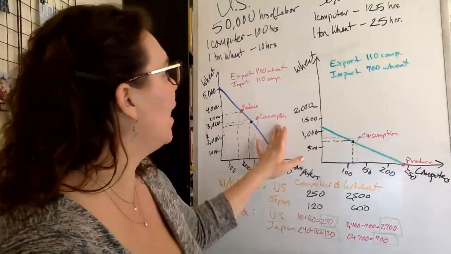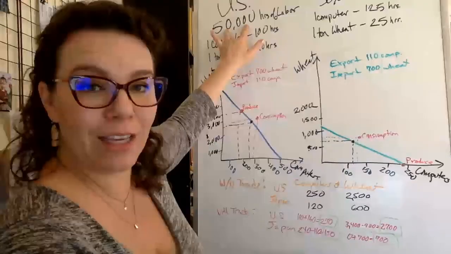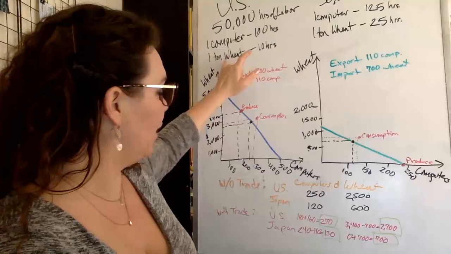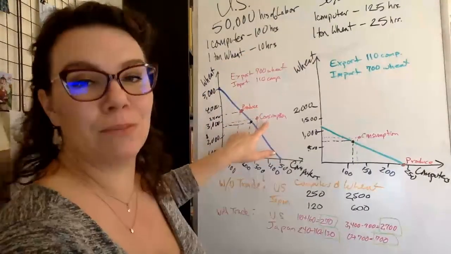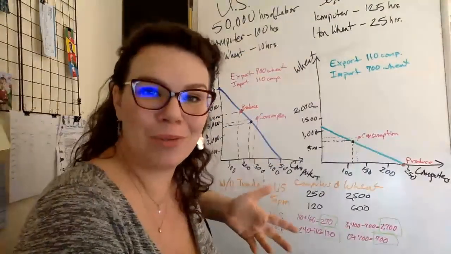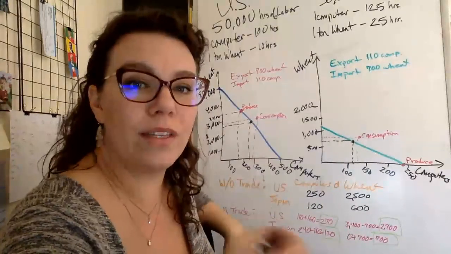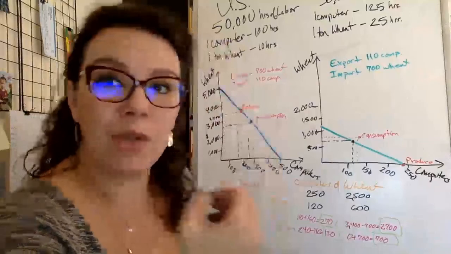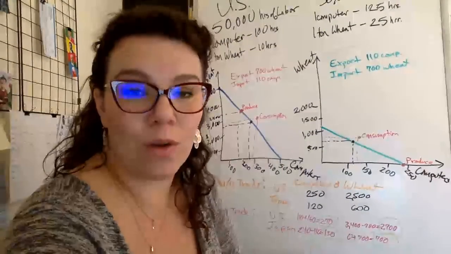There is no way to make 50,000 hours of labor, 100 hours per computer, and 10 hours per ton of wheat to get this consumption point. It's just not mathematically possible. We can only get it when the two countries specialize. And that's the gains from trade. That's why Mankiw says trade can make everyone better off.